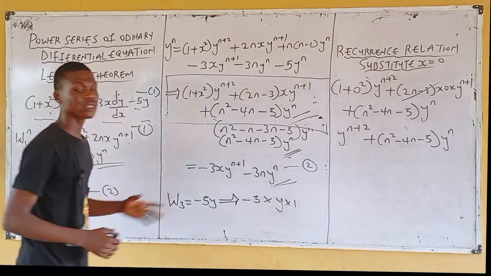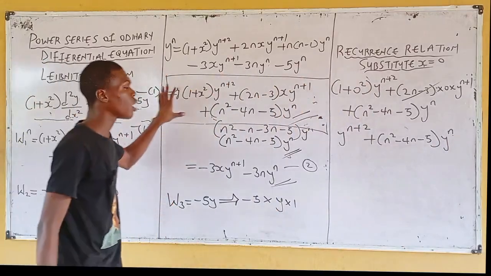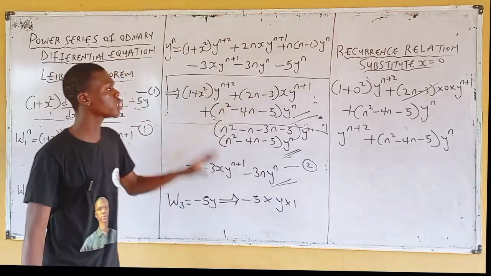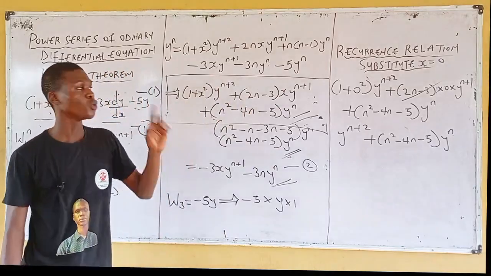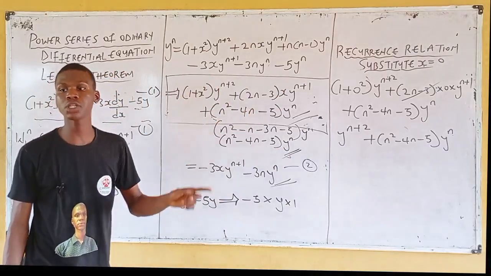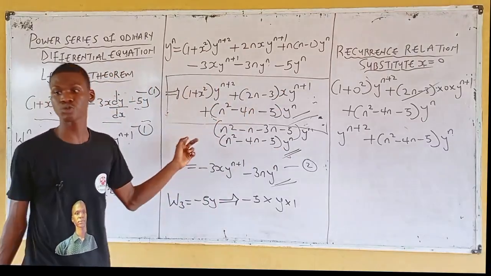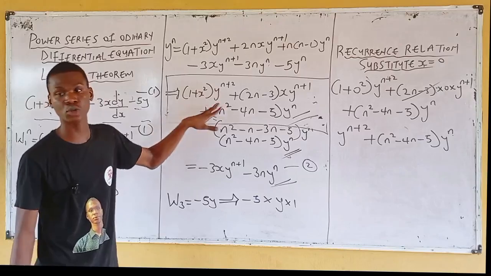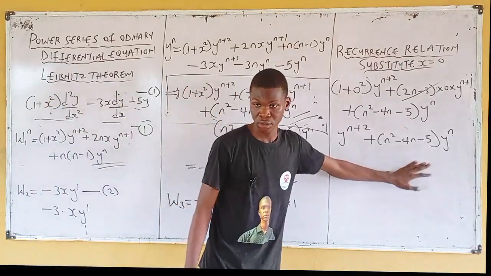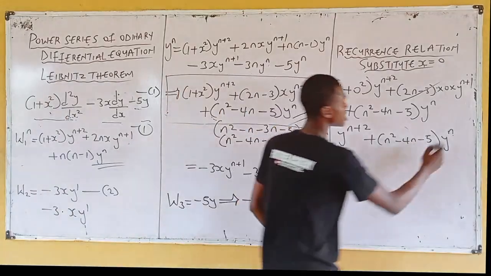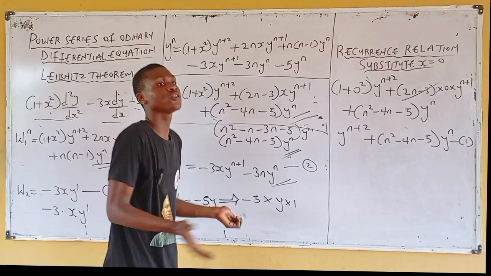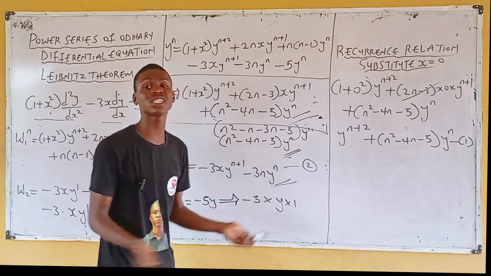So the first step is to obtain your nth derivative. Once you've gotten your nth derivative, you want to get your recurrence relation. How do you go about it? Substitute x equals 0. If this is my nth derivative, we substitute x equals 0 and we get this expression. Say this is equation 1. We said recurrence relation; when we say recurrence relation, we mean recurrence equation.